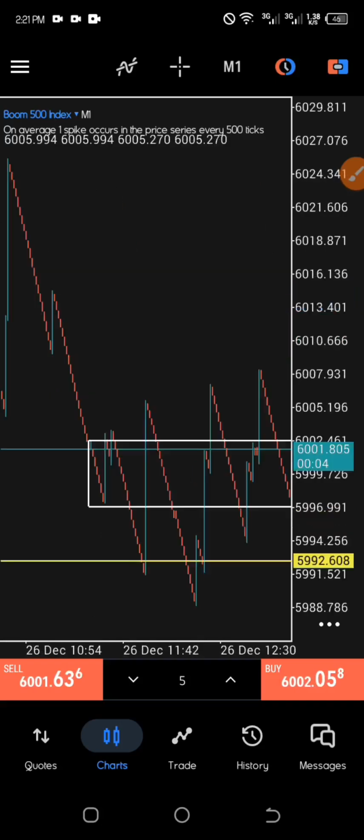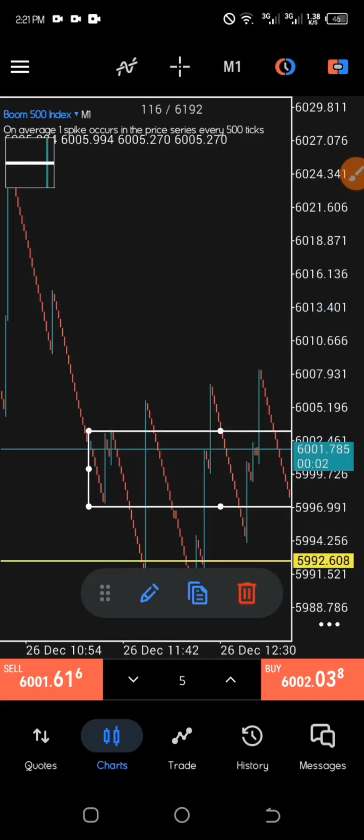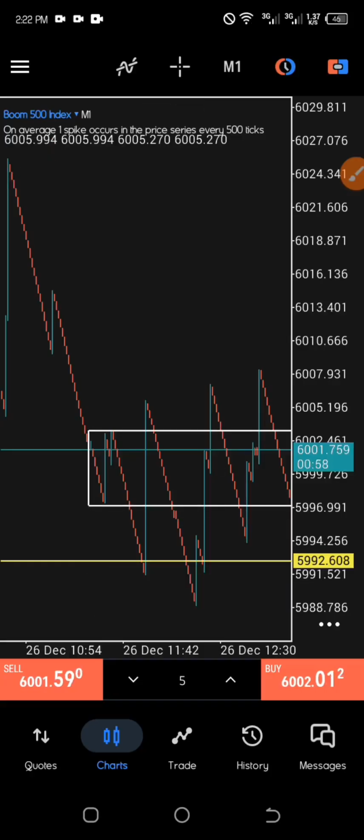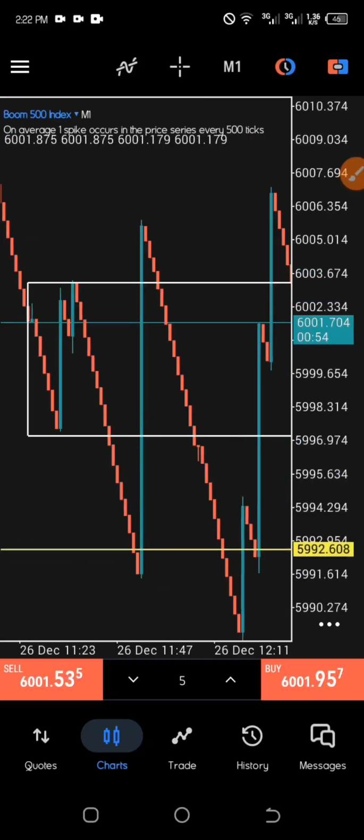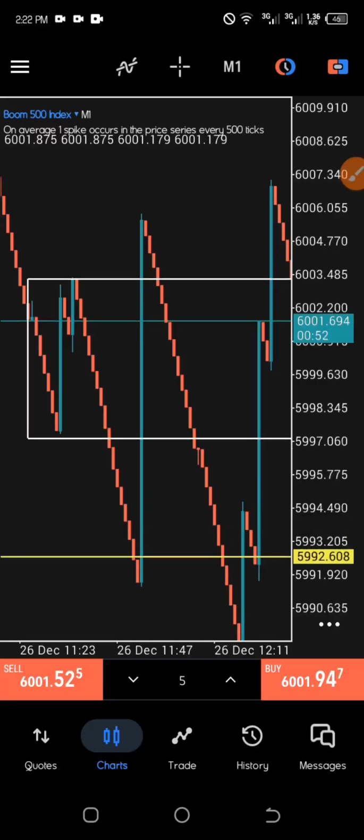Now if you go to your 1 minute time frame, what we do is mark from the high of the candle to the low of the candle. Mark out the high and the low of the candle; that is what we mark out. Pay attention to this guys, because this strategy is very effective and very accurate.